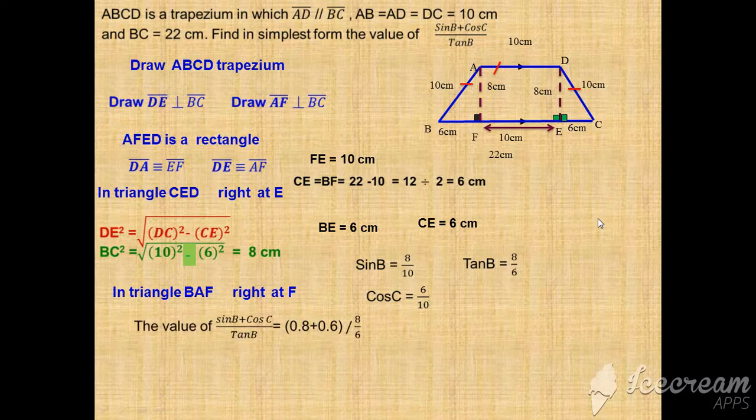Let's see the value of sine B plus cosine C over tan B. Sine B, instead of writing sine B, it will be 8 over 10. Cosine C, it will be 6 over 10. And finally, tan B will be 8 over 6.